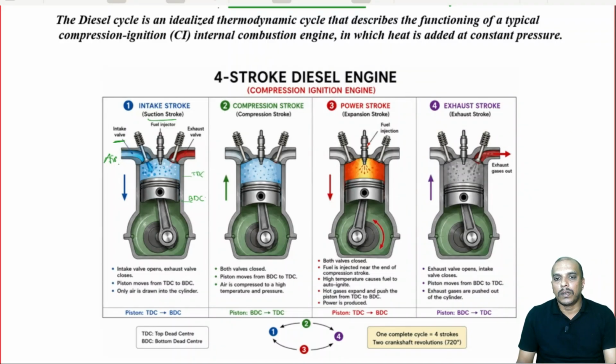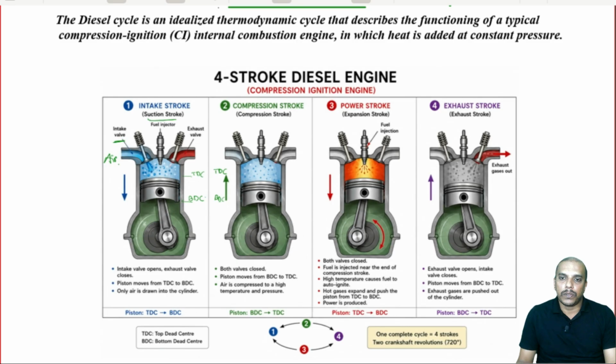Then during the compression stroke, both the inlet and the exhaust valves are closed, and the piston moves from bottom dead center to top dead center. During which air is compressed to a higher temperature and pressure. Now, there is no problem of auto ignition here, because we are compressing only air. All right. There is no fuel. So, we can increase the compression ratio in a typical diesel engine, because of which the compression ratio of a CI engine or diesel engine will be of the order of 15 also.